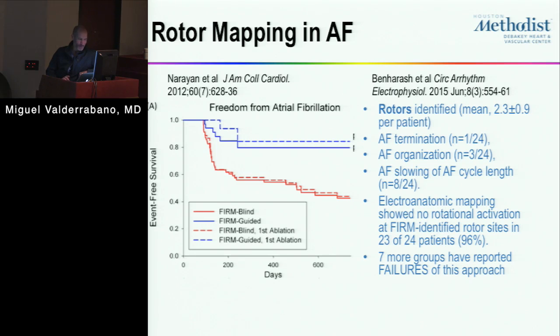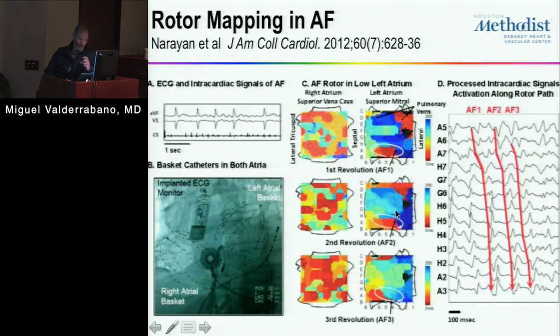So we looked at this, and we had several problems. We had problems with the idea that a stable rotor underlies all atrial fibrillations. That's what this guy claimed, and that's key for this technique to work. So he claims a rotor is there all the time. You just don't see it because there's noise in the electrograms, but when you see it, it's there. And if you ablate, it terminates AFib.